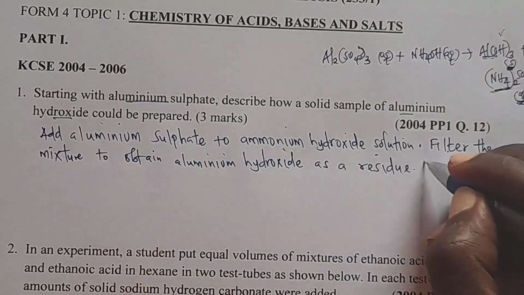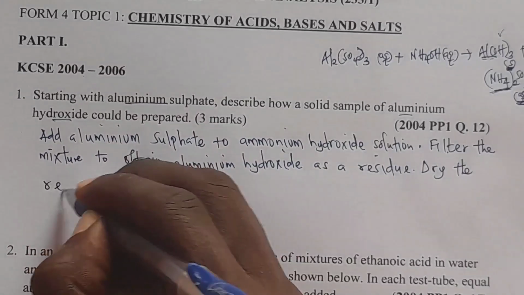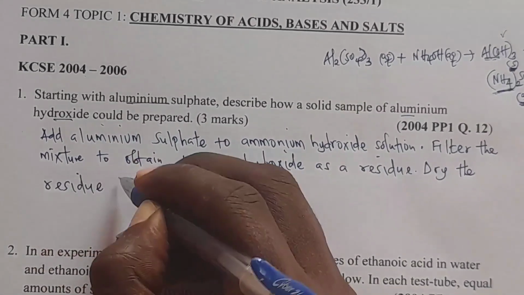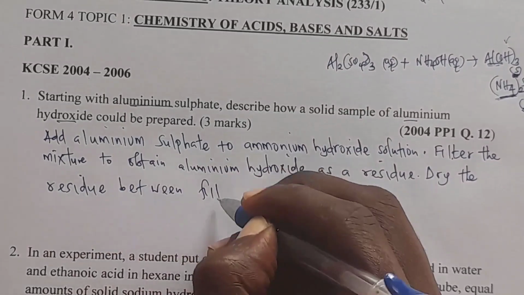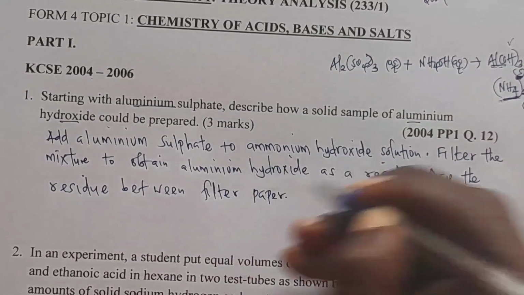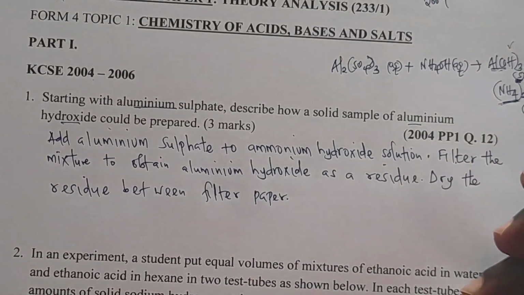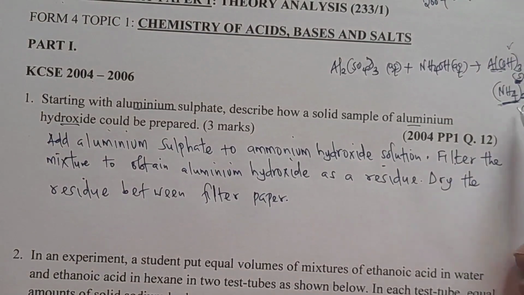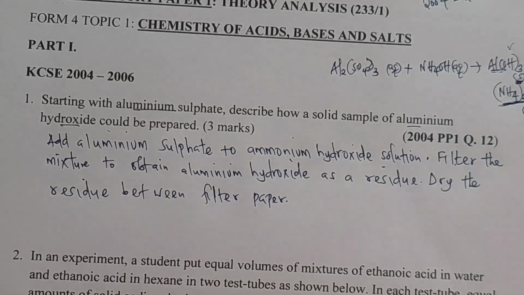Then we are going to dry the residue between filter papers. Even before this, we can say wash the residue with water to remove the traces of the ammonium sulfate solution. Then after that, we dry the clean residue between filter papers. So that's the end for question number 1.